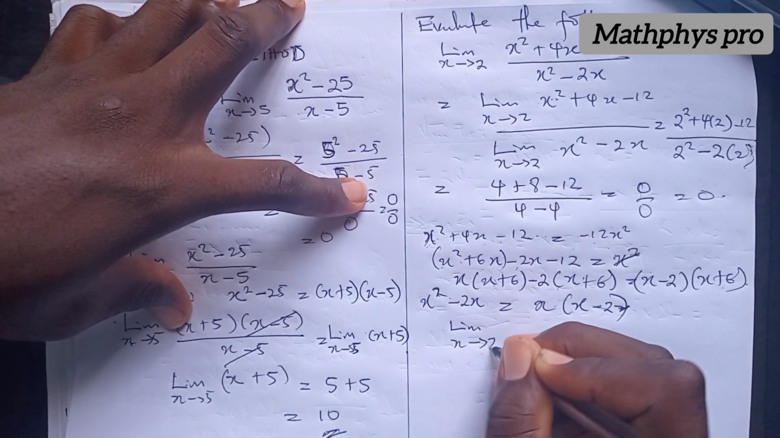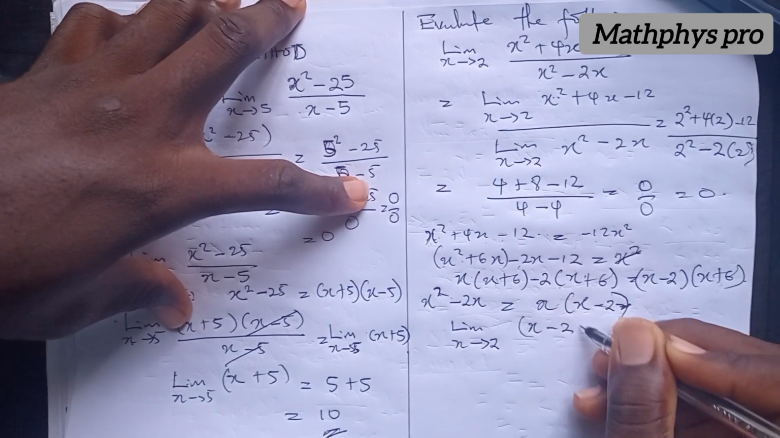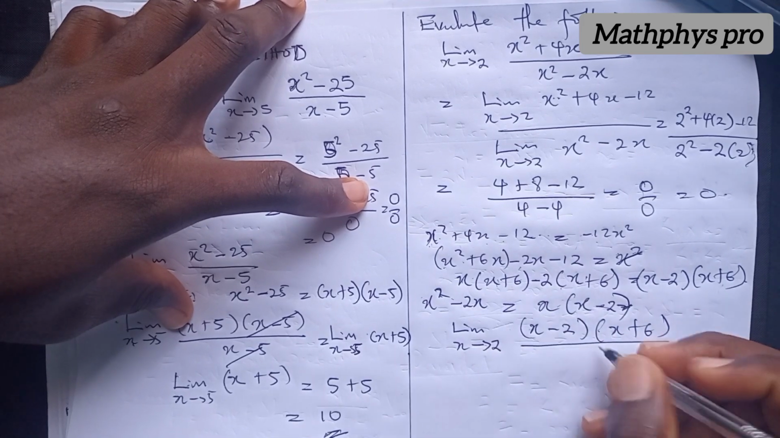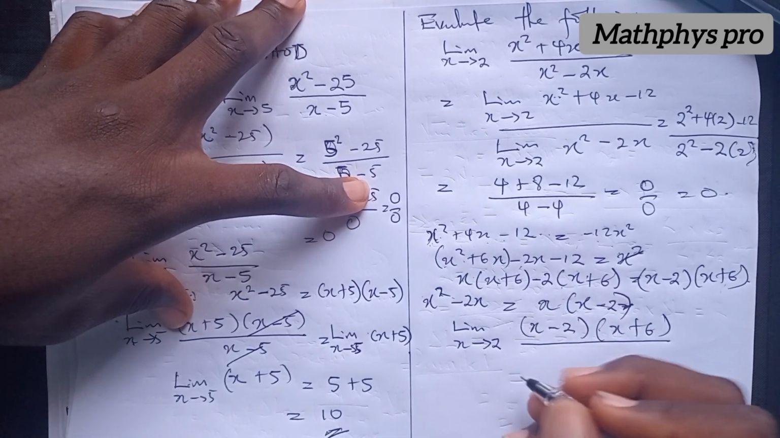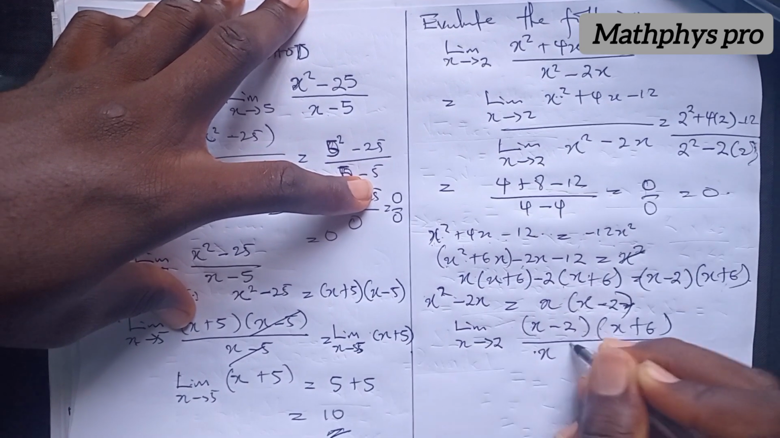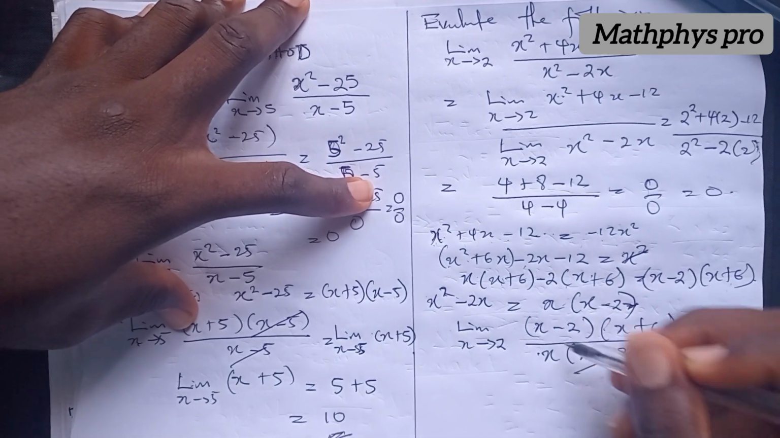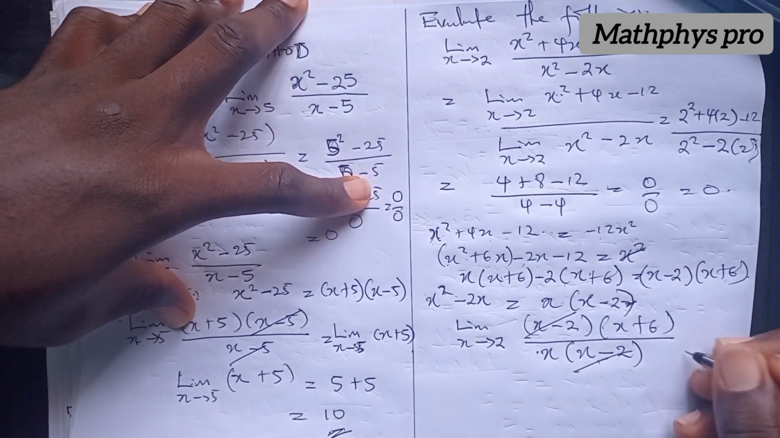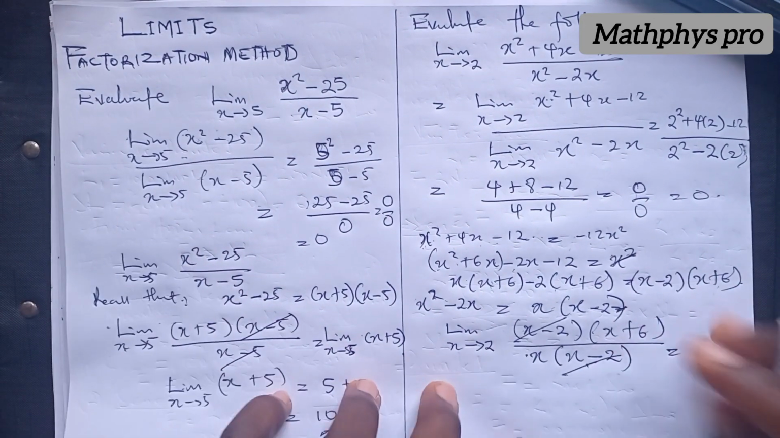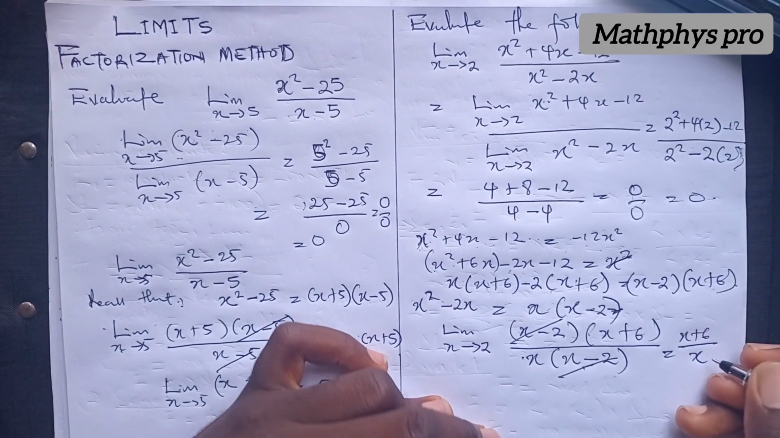When x tends to 2, x minus 2, x plus 6 over x times x minus 2. So now this can cancel out this. We are left with x plus 6 over x.